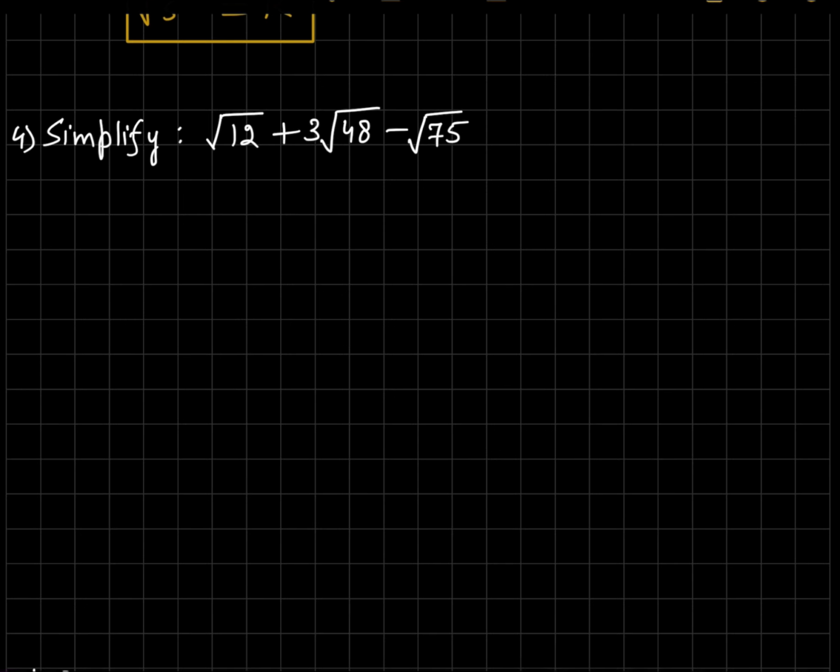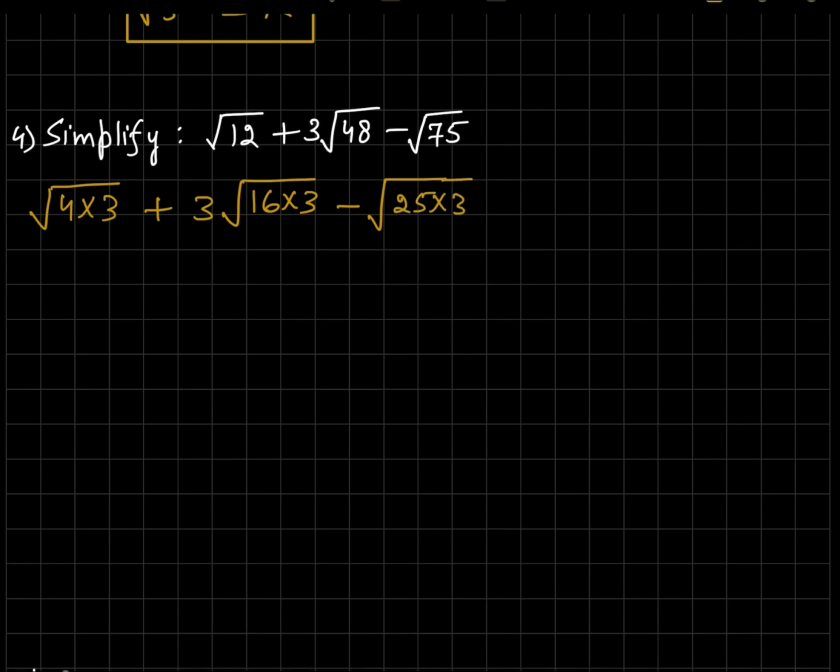Where you have to simplify addition and subtraction, you have to do it with the surds. So how to do it? One thing we have to do is write the surds, the numbers under the radical sign, in simplified form. Write them in surd form. So this is square root of 12. I can split it and write 4 times 3, plus 3 times square root of 48. So 16 times 3 is 48, minus square root of 75. So 25 times 3 is 75.